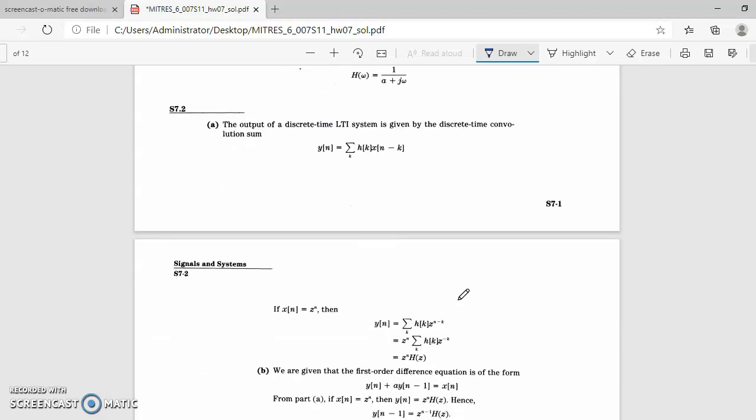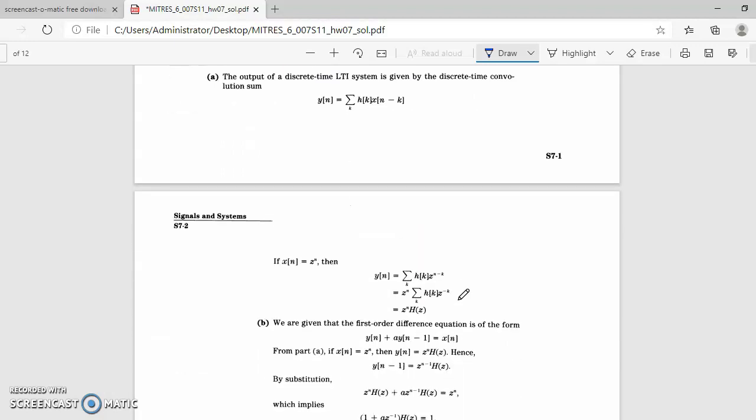In the next problem, the output of a discrete-time linear time-invariant system is given by the discrete-time convolution sum. We know the convolution formula is y[n] = summation over k of h[k]·x[n−k]. Here I am considering x[n] = z^n.